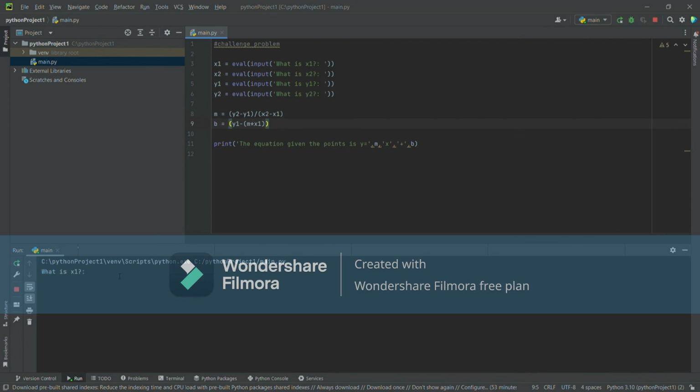The value of x sub 1 is negative 2, and the value of x sub 2 is 3. The value of y sub 1 is 0, while the value of y sub 2 is 6. The equation given to the points is y equals 1.2x plus 2.4. And this is the equation that we get from the given points.